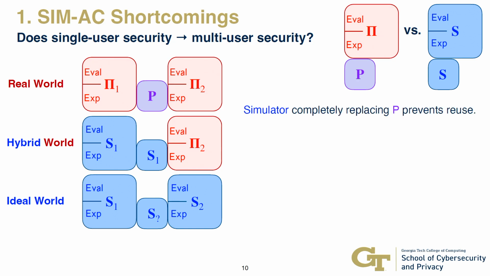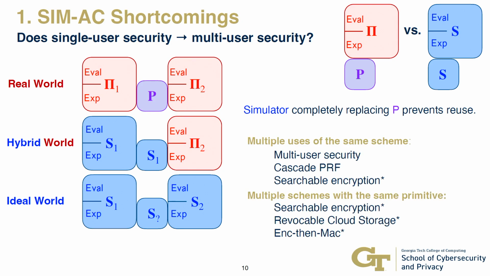So, stepping back, not just in the multi-user to single-user setting, the issue here is that the simulator completely replaces the primitive P, and that prevents any sort of proof where we want to use security based on this primitive multiple times. Here's a variety of different examples where I identified this. The ones with asterisks are from the previous paper, where the previous paper gave positive results just by assuming that different ideal primitives were used in different places. The ones without asterisks are new examples that I point out here.